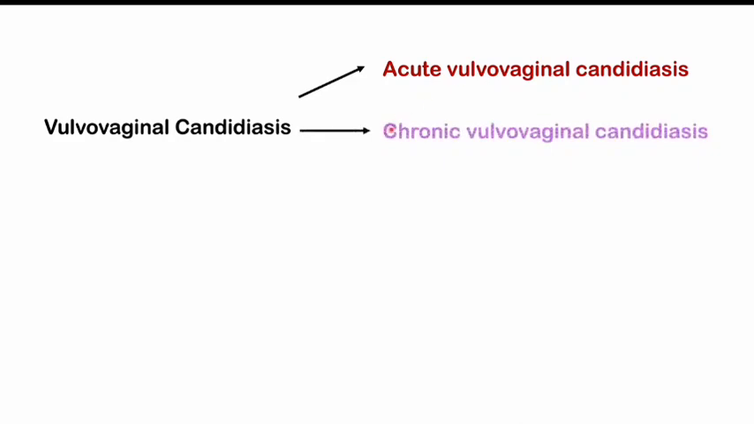Now, there are different types of vulvovaginal candidiasis. One includes acute vulvovaginal candidiasis. Another is chronic vulvovaginal candidiasis. And the third is recurrent vulvovaginal candidiasis. So we're going to talk about these in more detail later on when we talk about the signs and symptoms.